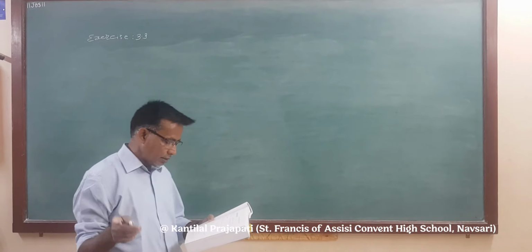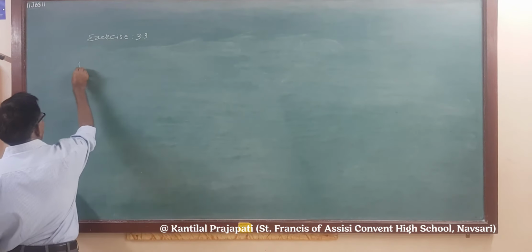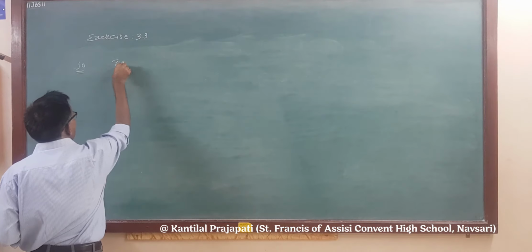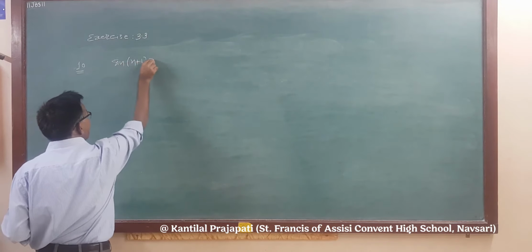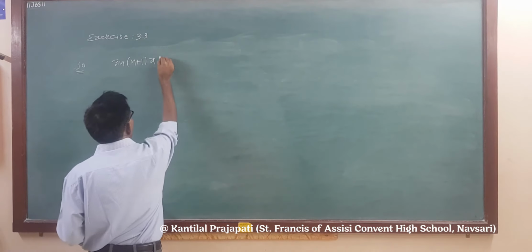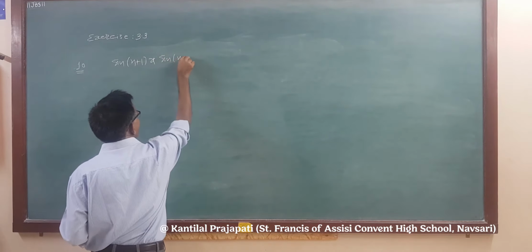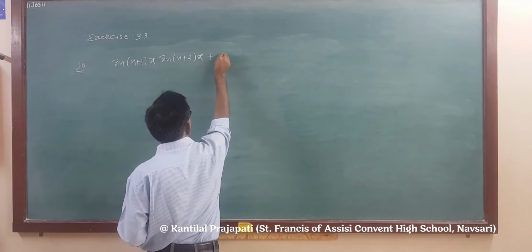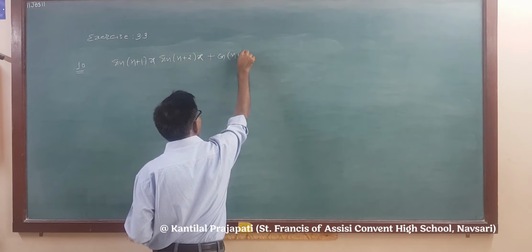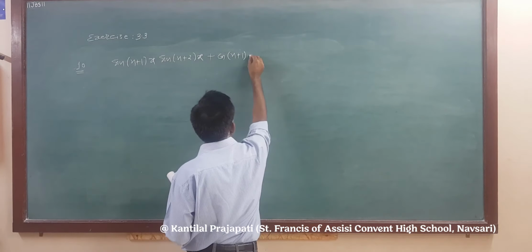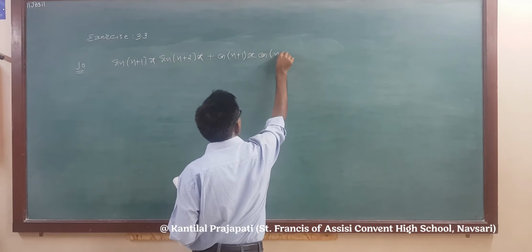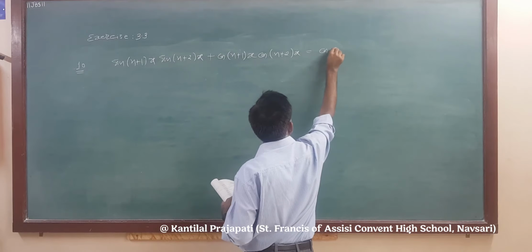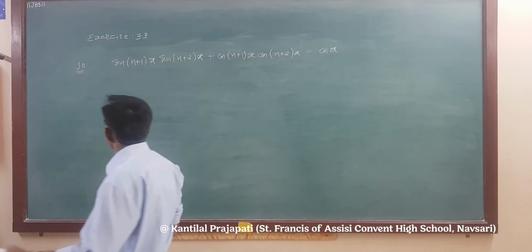Now question number 10. Prove that sin of (n plus 1)x into sin of (n plus 2)x plus cos of (n plus 1)x and cos of (n plus 2)x is equal to cos x. Prove this.